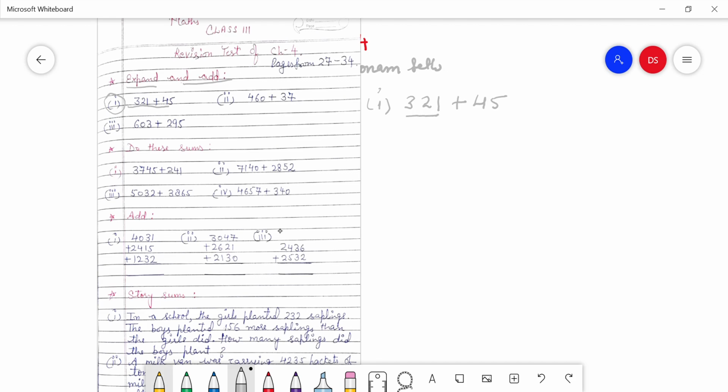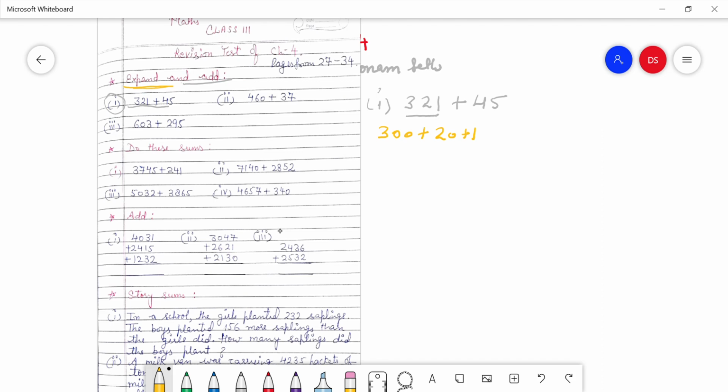Before adding the numbers, we will expand the numbers in this way. As we read the number, in the same manner we will write it expanded. The number is 321. So we will expand this number like this: 300 plus 20 plus 1. Because it is mentioned in the question to expand and add, if you add the numbers without expanding, then your marks will be deducted. So you have to follow the pattern. Whatever is given in the question, according to that we have to solve it. So we have expanded 321 like this: 300 plus 20 plus 1.